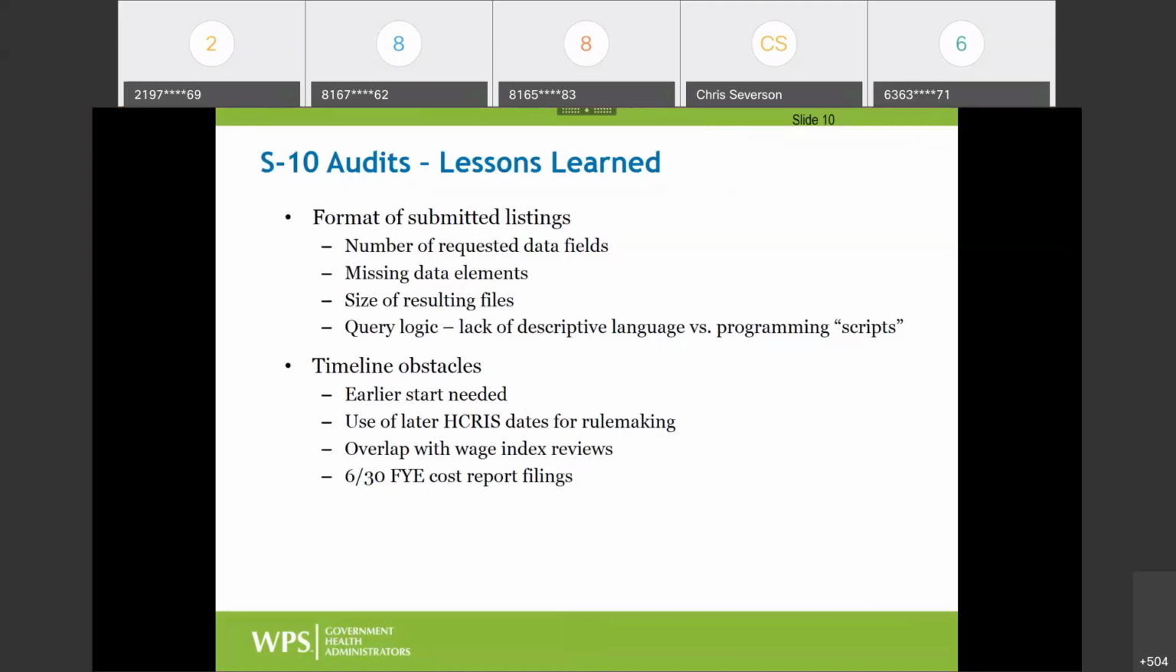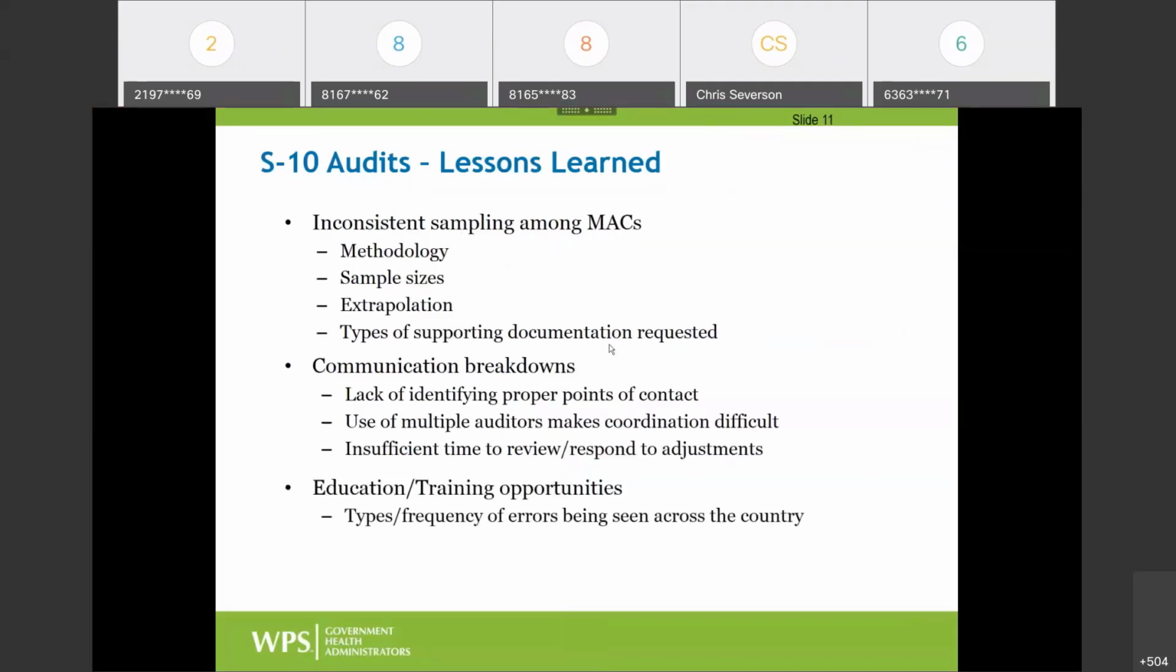Just a couple of other themes that we wanted to mention. This first one is a rather obvious one. We've been hearing about this from the outset of these audits: inconsistent sampling among the MACs, sample sizes, extrapolation methodology, even the types of documentation that are requested and reviewed.